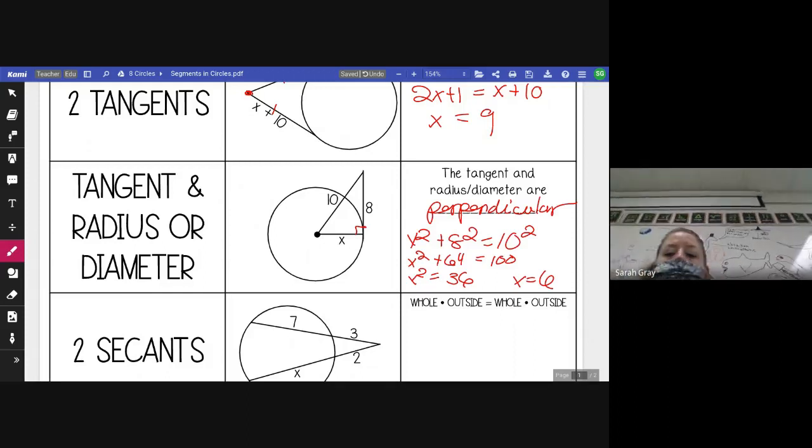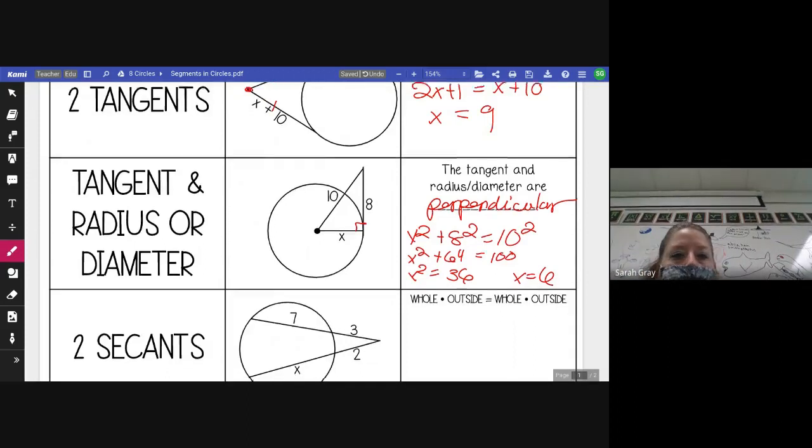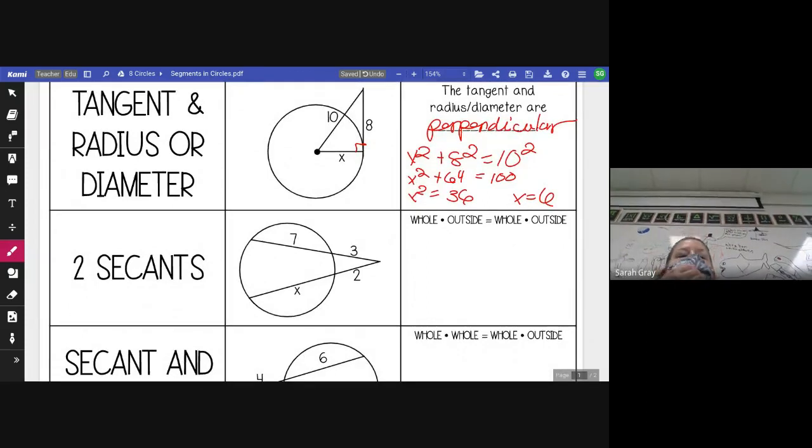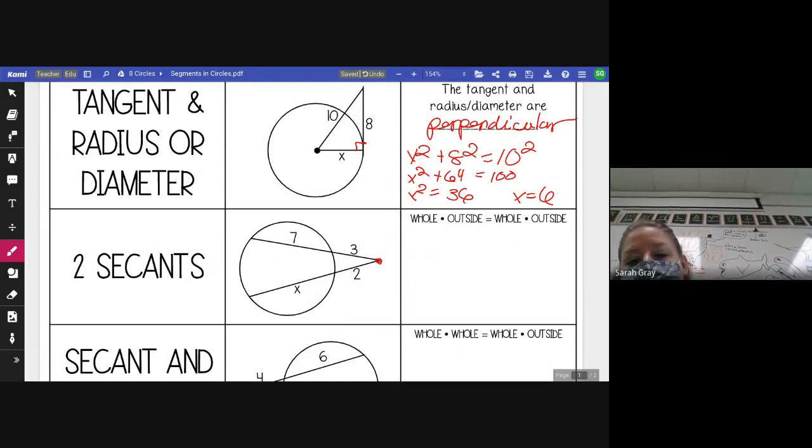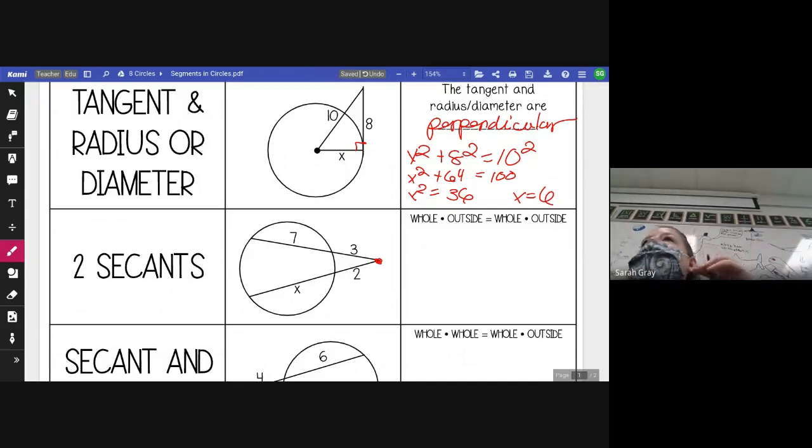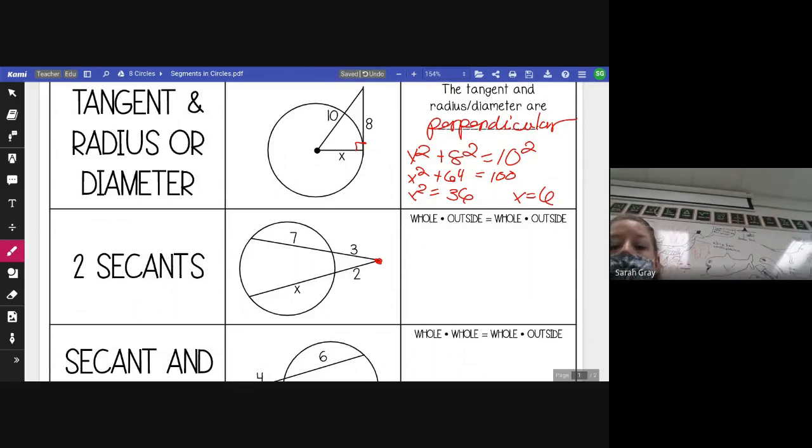Okay. New stuff. When you have two secants that meet at an external point, kind of like the two tangents did, they have a special relationship pattern that happens. You can find each of their pieces with the formula here. Whole times outside equals whole times outside.